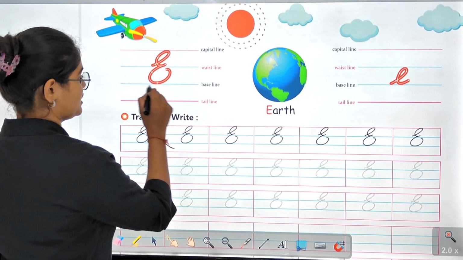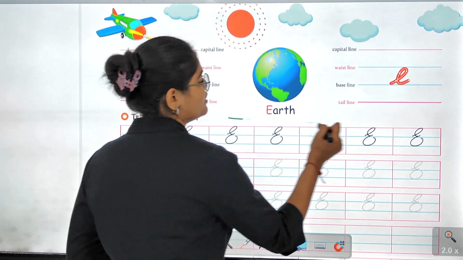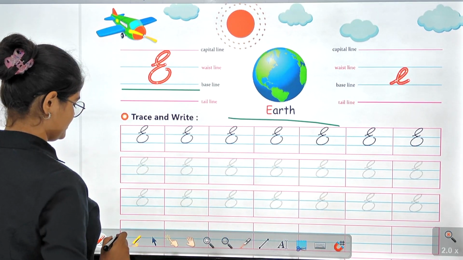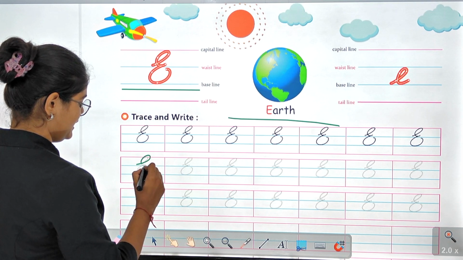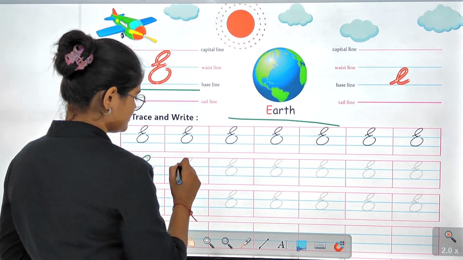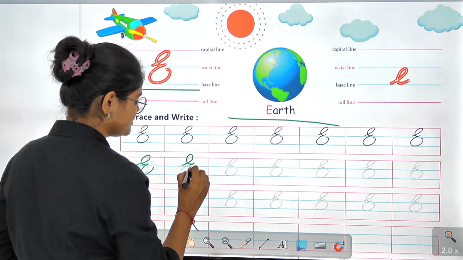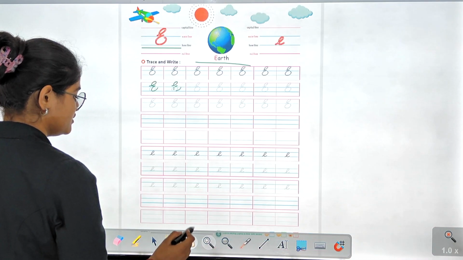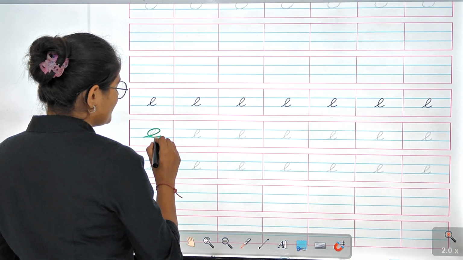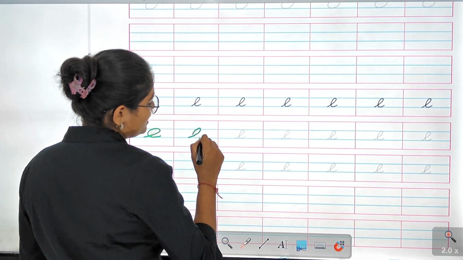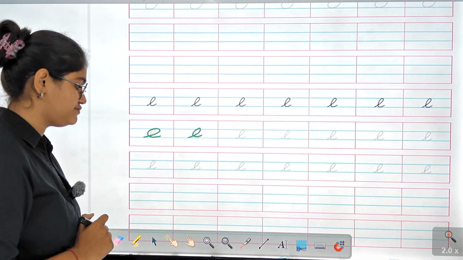The next alphabet that we have is E. So let's see how to make E, and E stands for earth. E for earth. Now let's go with the small one. Following the dotted structure, simply we are going to make e.